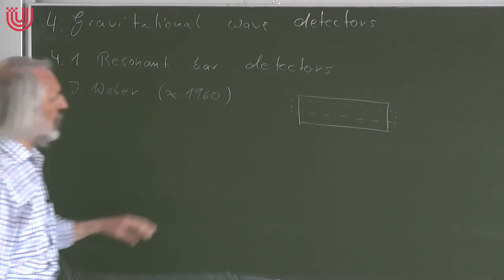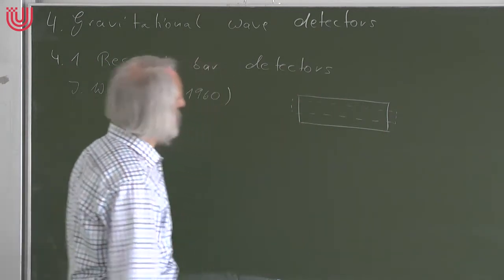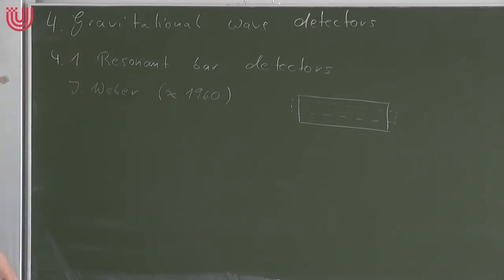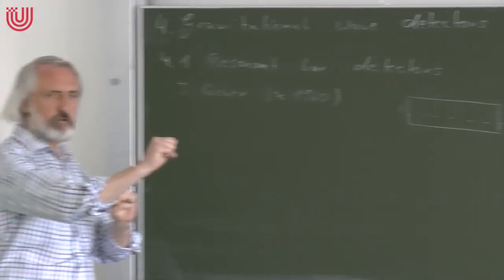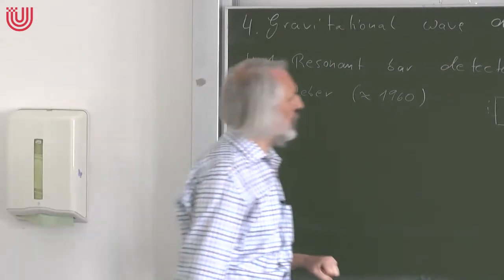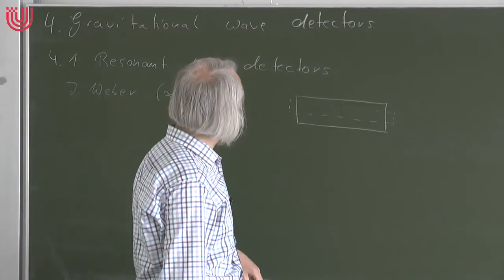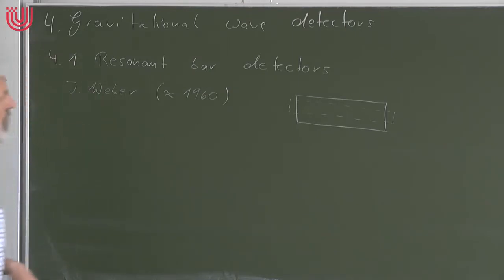And I will do this calculation not for such a big solid object of a cylindrical shape, but for a simplified object where we have just two masses connected by a spring. This is sufficient for deriving the formulas which describe the basic idea. But of course, it's much simpler than working with an extended solid body.